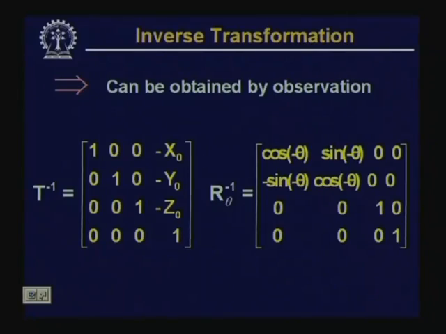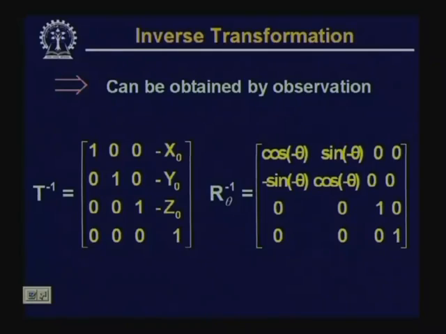vector minus v. So, the inverse transformation matrix T inverse can be obtained as 1 0 0 minus x naught, 0 1 0 minus y naught, 0 0 1 minus z naught, then 0 0 0 1. You remember that the corresponding transformation matrix that we had was 1 0 0 x naught, 0 1 0 y naught, 0 0 1 z naught and 0 0 0 1. So, you find that x naught, y naught and z naught have just been negated to give you the inverse translation matrix T inverse.